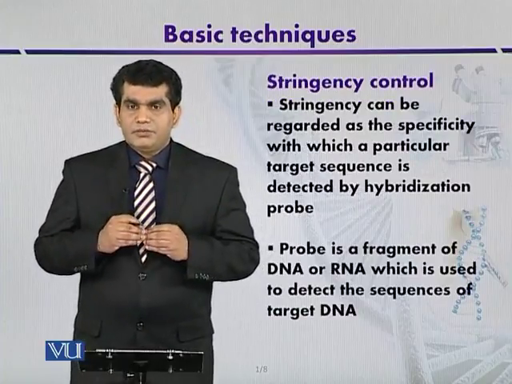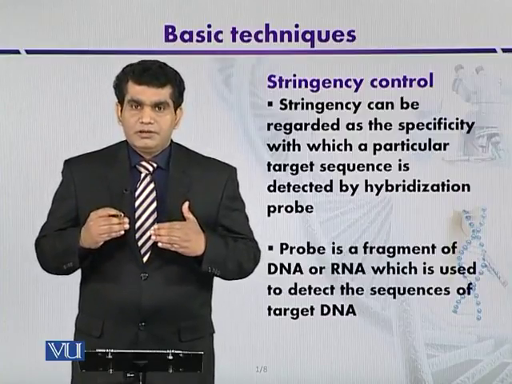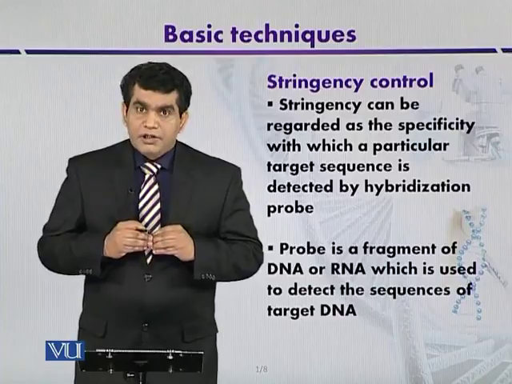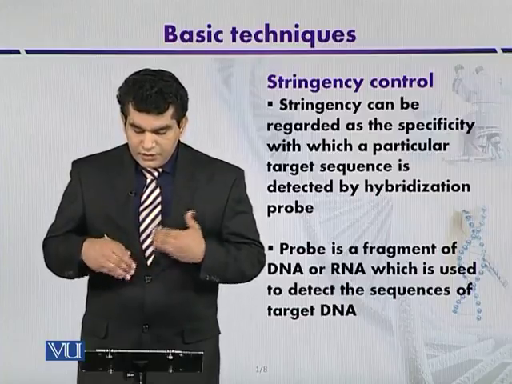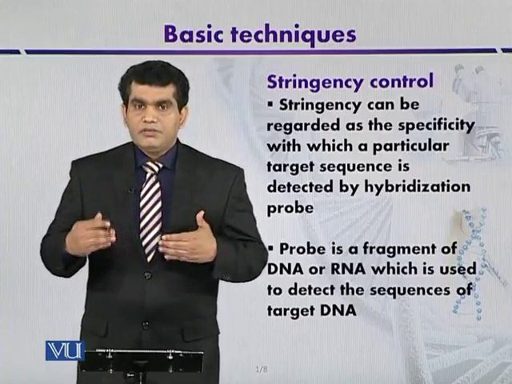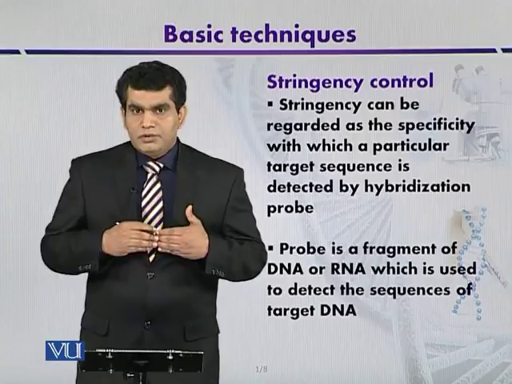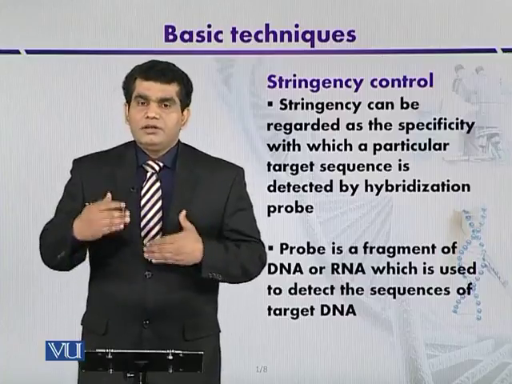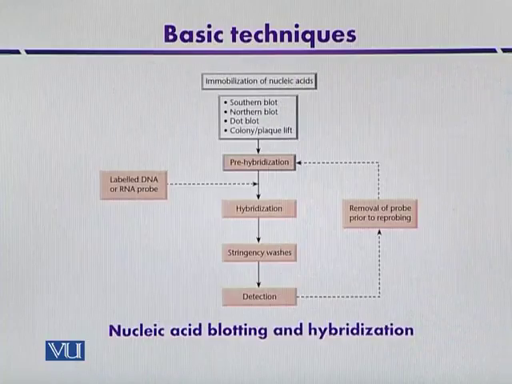So for the hybridization, stringency control is very, very important. Stringency means the degree of homology to which the target sequence is detected by our nucleic acid probe, and it is generally regarded as the specificity with which a particular target sequence is detected by the hybridization probe. And for the probe, you have the idea that a probe is a fragment of DNA or RNA that is complementary towards our target DNA.